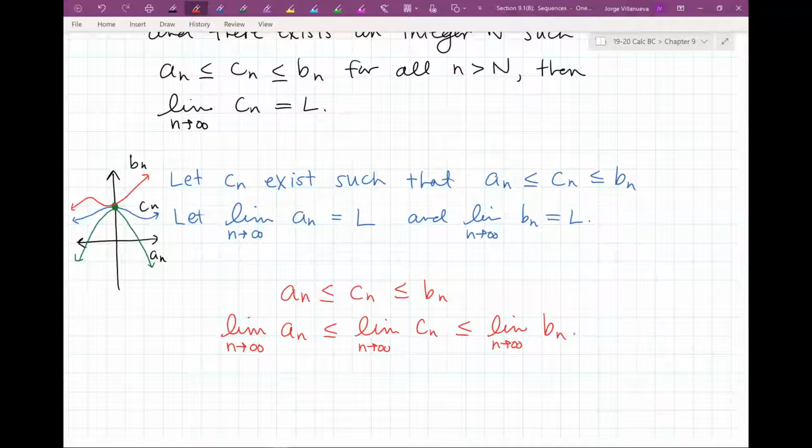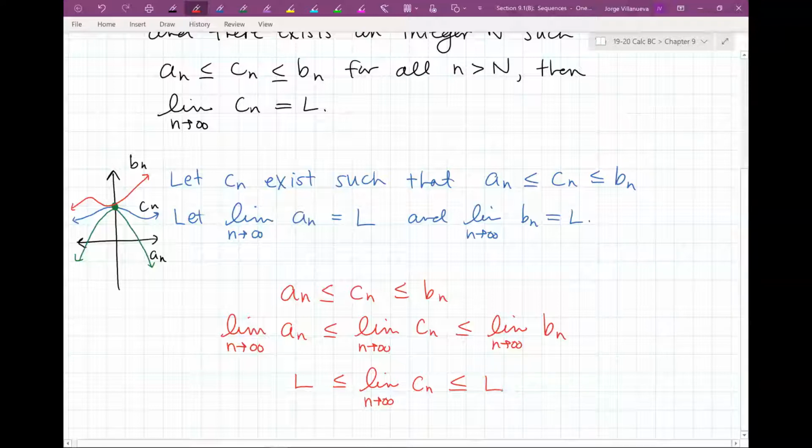Well, what's the limit as n approaches infinity of a sub n? So I have that in the let statements. So I say let the limit as n approaches infinity of a sub n equal to L. So this is L less than or equal to the limit as n approaches infinity of c sub n less than or equal to, what's the limit as n approaches infinity of b sub n? Also L.